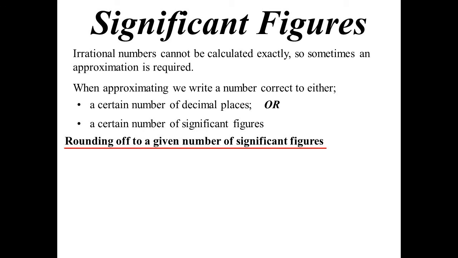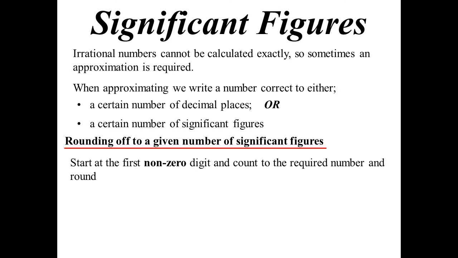Rounding off to so many decimal places, hopefully we've got under control. Let's talk more about significant figures. And that's pretty much it: just start at the first non-zero digit and just count the required number.